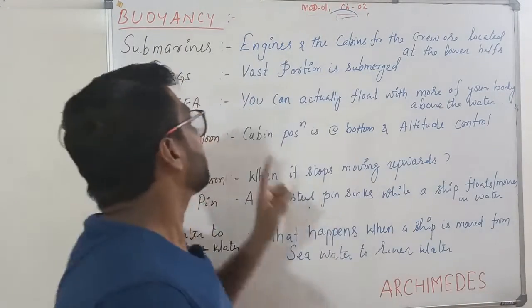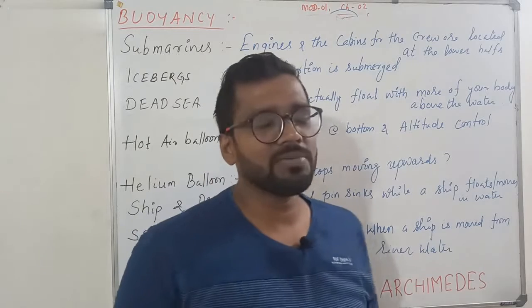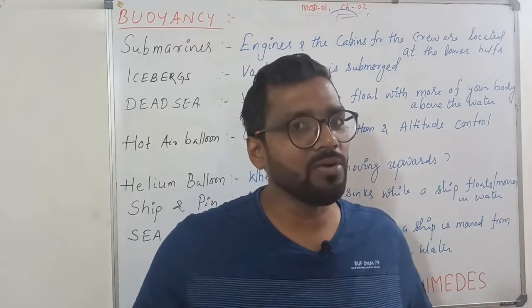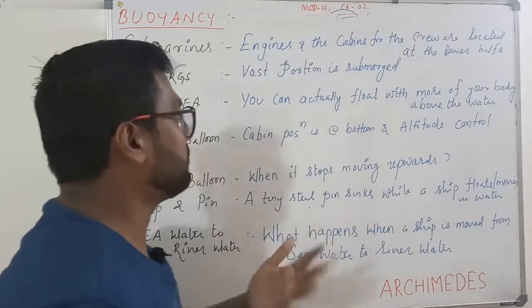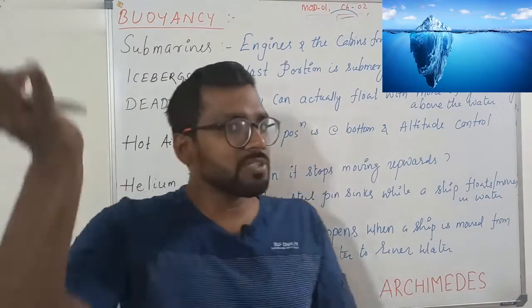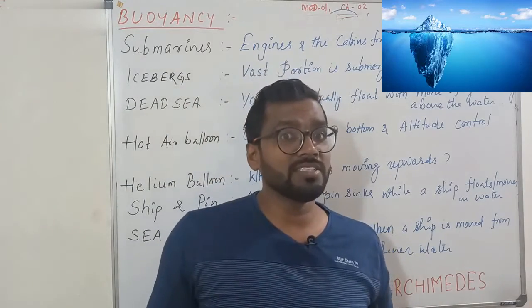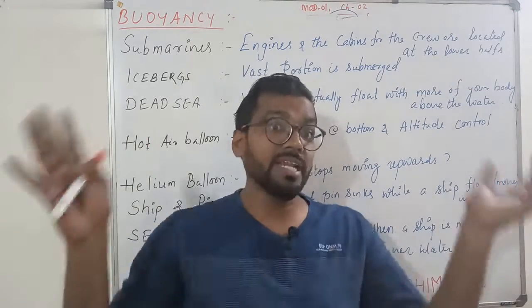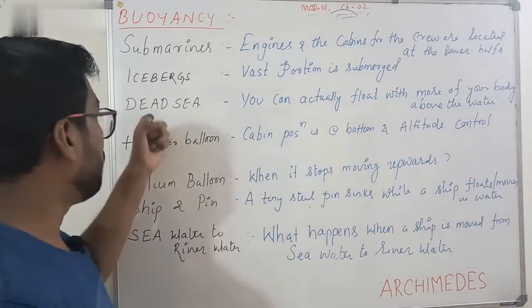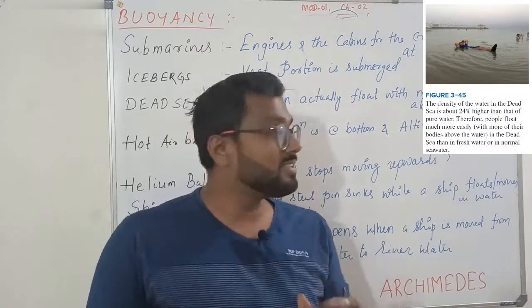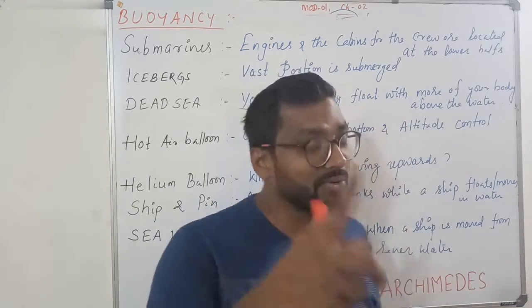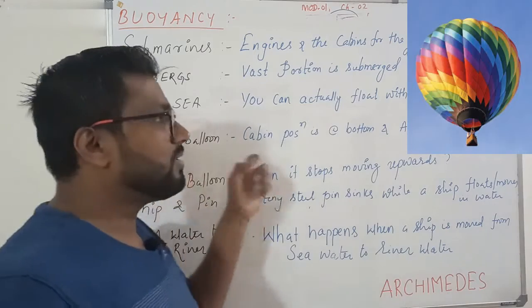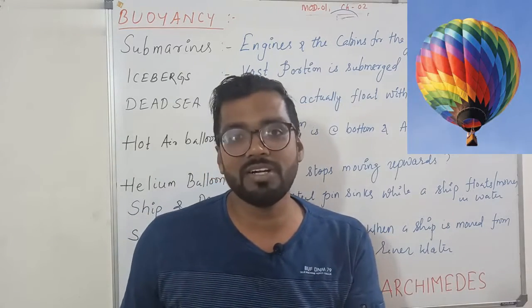Do you know that the engines and cabins of a submarine are kept low? Why do we keep them low? The lower portion. Then the iceberg: the vast portion of the iceberg is actually submerged, 90% is submerged, and only 10% is visible. Do you know the Dead Sea is so dense that you can actually float with more of your body outside? Do you know the hot air balloon cabin position is also at the lower end, and how it works?